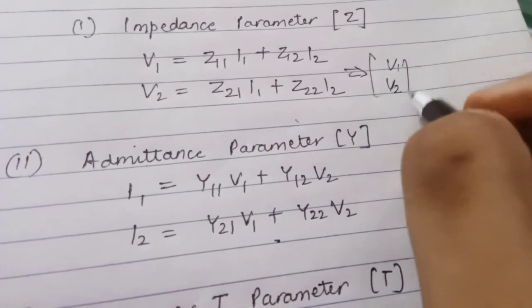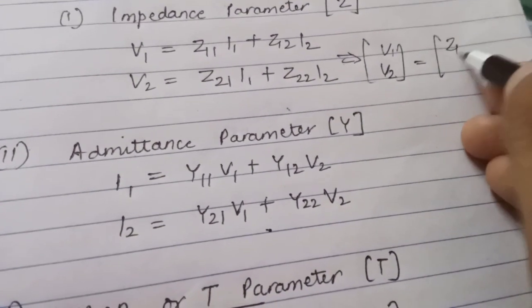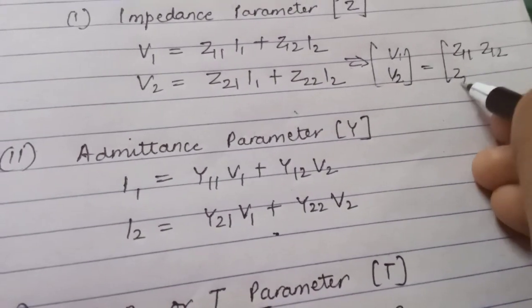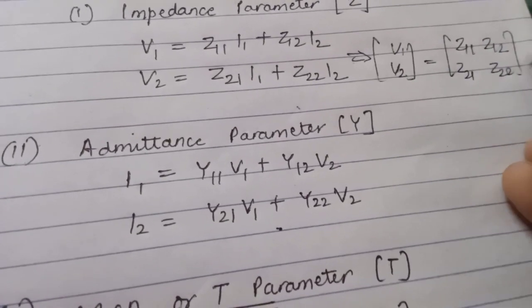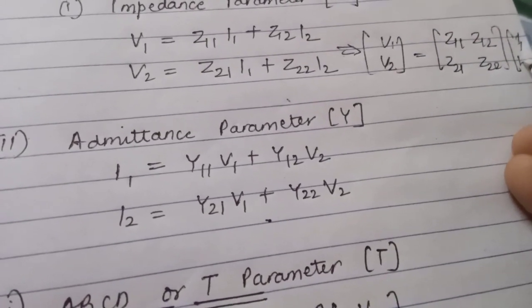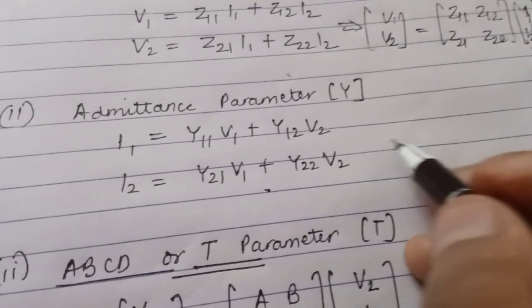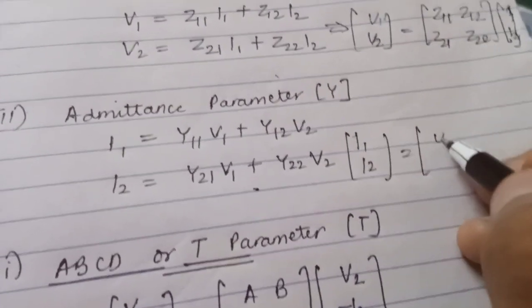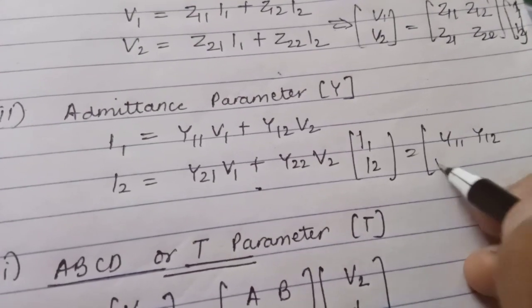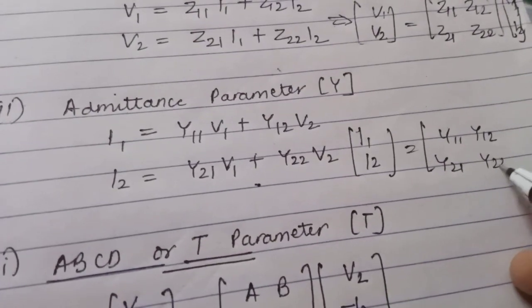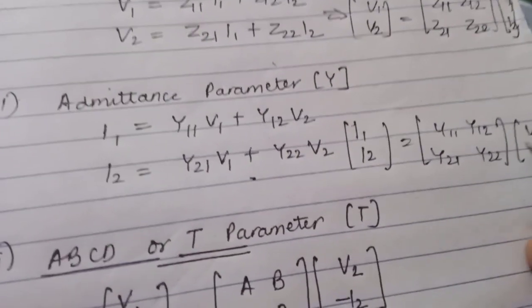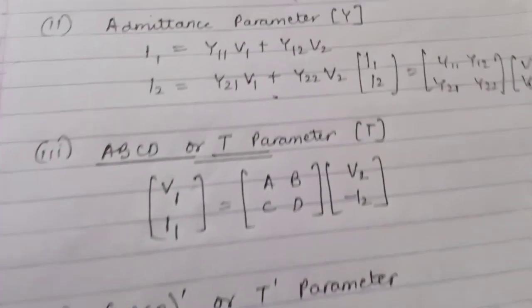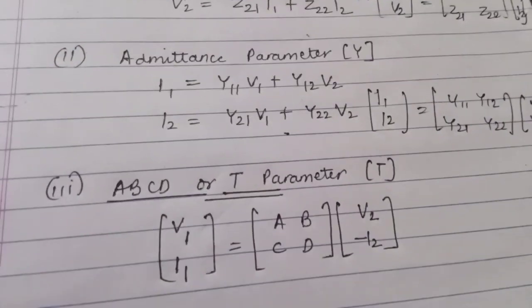That is, I will write this as V1 V2 is equal to Z11 Z12 Z21 Z22 and here it will be I1 I2. Similarly, here I can write I1 I2 is equal to Y11 Y12 Y21 Y22 and here it will be V1 V2. The rest all I have shown you in matrix form. So just remember, in matrix form you can easily remember this all.